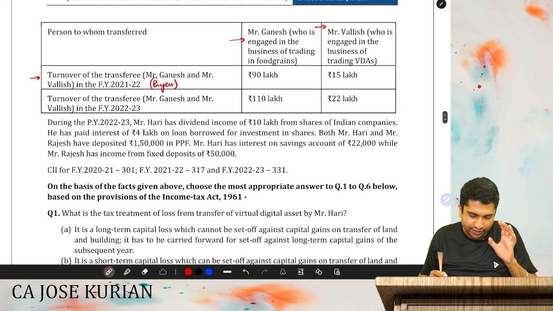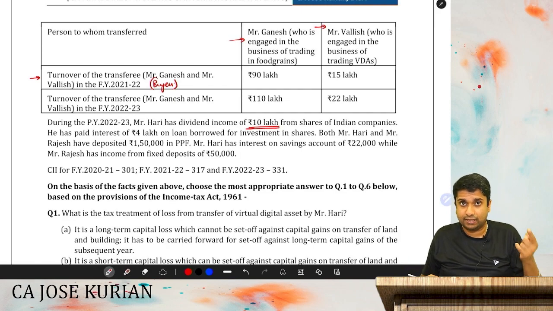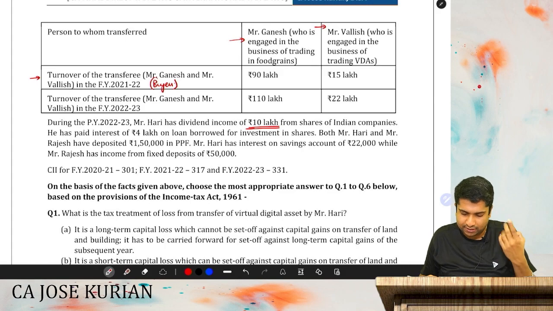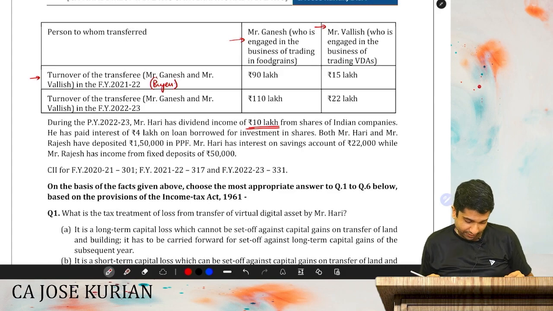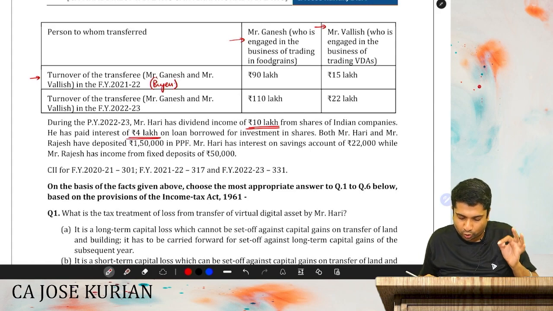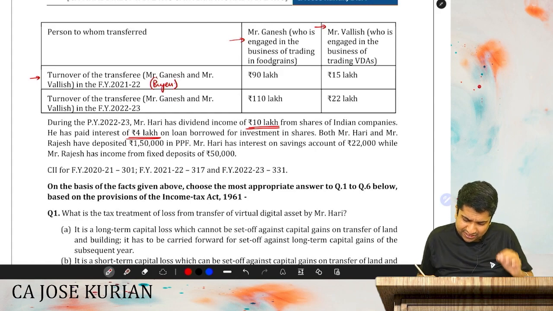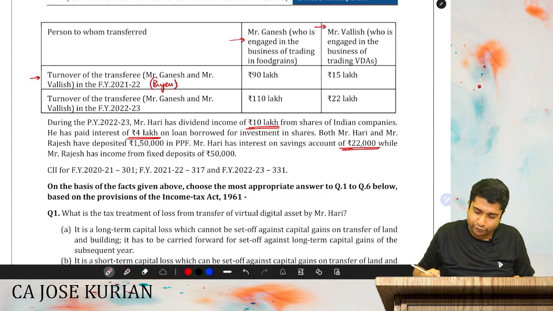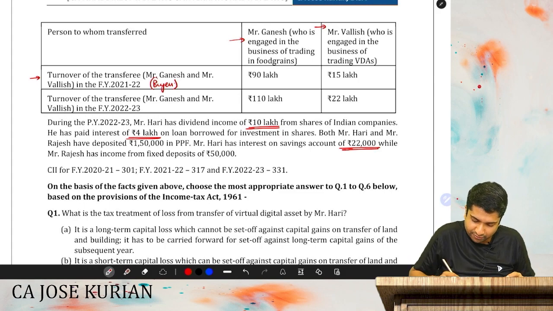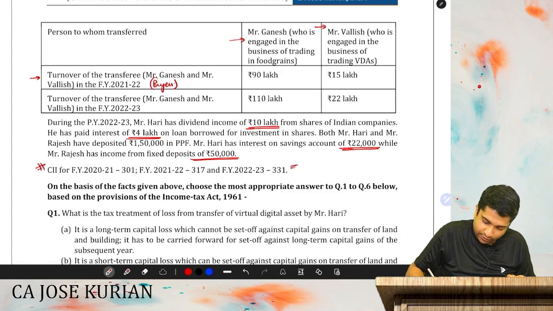Now during 22-23, Mr. Hari has a dividend income of 10 lakh. Hari, apart from salary income and virtual digital assets transfer income, has some dividend income also from Indian companies, and he has paid an interest of around 4 lakh on a loan borrowed for investment in shares. So both Mr. Hari and Mr. Rajesh have deposited 1,50,000 in public provident fund. Now, Mr. Hari has an interest on savings bank of 22,000, while Mr. Rajesh has an income from fixed deposit of 50,000. So cost inflation index is also given in the question.